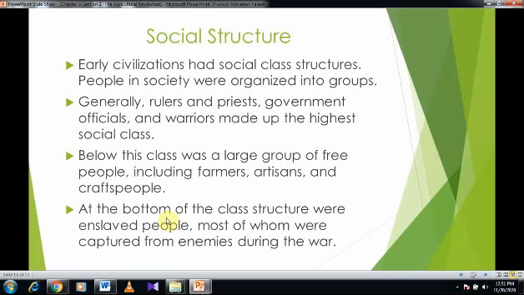The early civilizations had social class structures. People in the society were organized into groups. Usually, in the highest part of the hierarchy were the rulers and priests. Next came the government officials. Third came the warriors. And at the bottom of the social structure was a large group of free people, including farmers, artisans, and craftspeople. The lowest class of the social structure were the enslaved people, who were captured from the enemies during war.